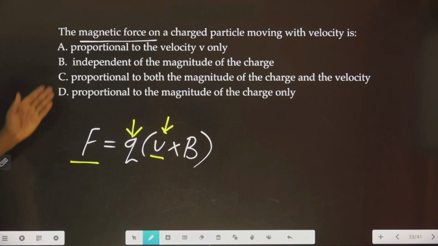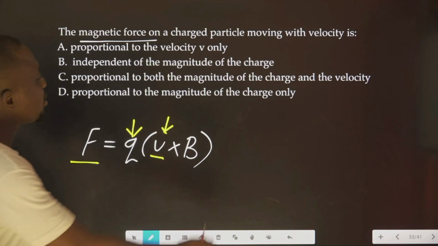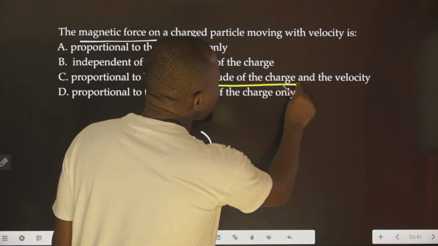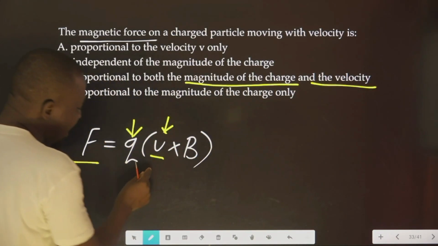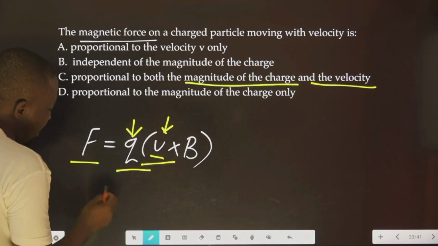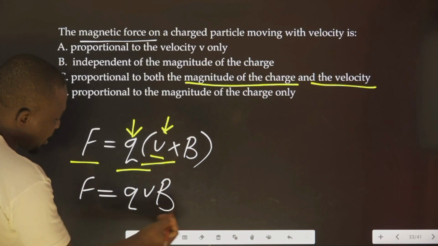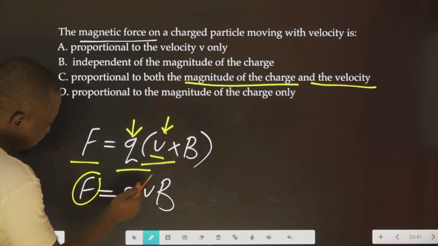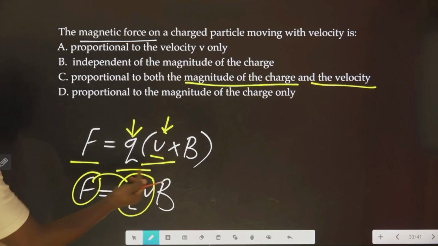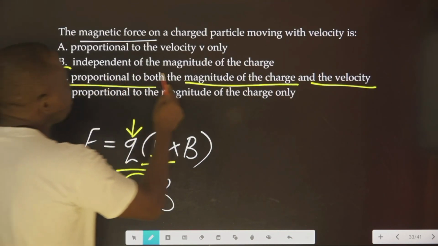So if we run through now, the second one says independent of the magnitude of charge. No. Proportional to both magnitude of charge and velocity. As you can see, you can express this like this too. And you agree with me that this is directly proportional to these two. So therefore, this is the answer.